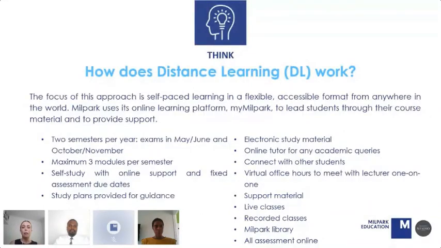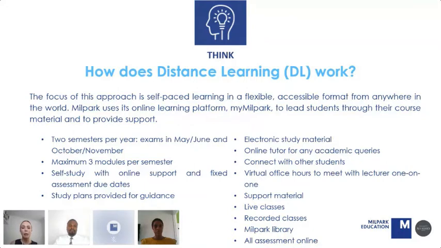So firstly, it's important to understand that we as Milpark focus on a self-paced learning environment, and we try to make it as flexible and accessible as possible. All of our learning takes place online, which means that you can literally study from anywhere at any time. The qualifications that we just looked at are all built on 2 semesters. So there is a semester 1, which we are busy with registration for now, and then the exams take place in May and or June. And then semester 2 starts in July, with the exams being in October and November.